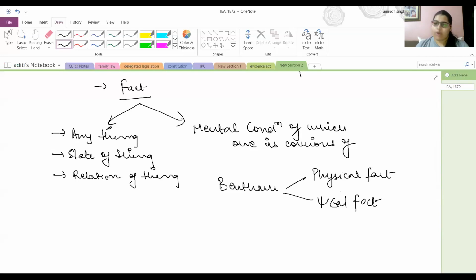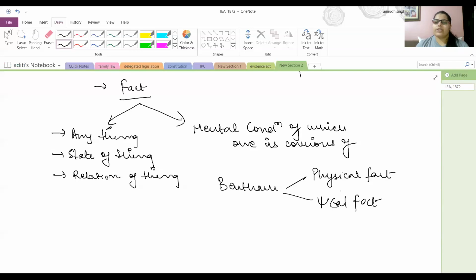Moving on to the psychological fact. Psychological facts are something which cannot be seen. You cannot see them. You can only feel them. So in that particular case, examples that I can give of psychological fact are your intention, your knowledge, your good faith. All these come under the category of psychological fact.